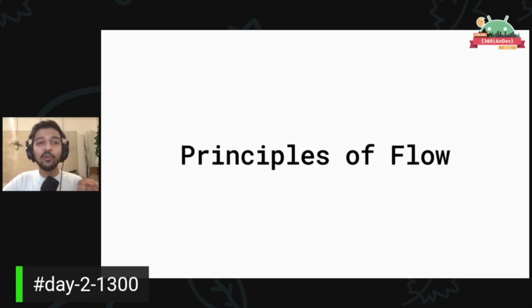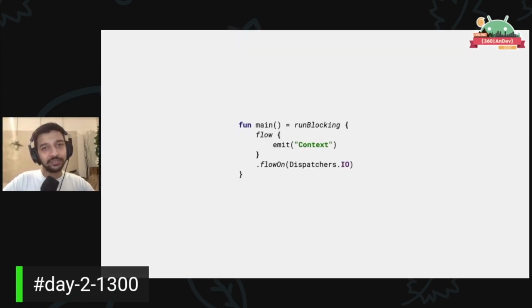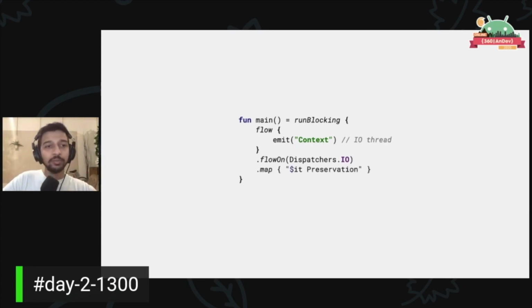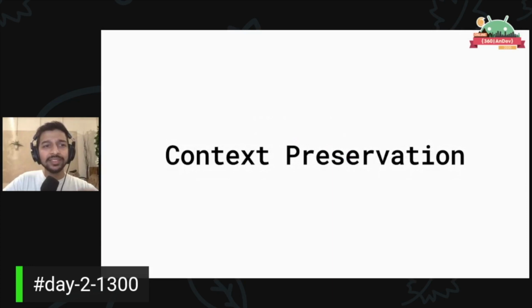Let's look at the core ideology of flow and how it makes our life easier. With flow, you can define or switch the thread by using an operator called flowOn, which takes in a dispatcher, which in this case is IO. This operator sets the thread only upstream. That is, anything above the flowOn operator will run on the IO thread. The map operator below the flowOn will run on some different thread, which is not IO. This concept of preventing context from leaking is called context preservation, where the context is encapsulated and never allowed to go downstream. So there is basically only one way to change the context of a flow.